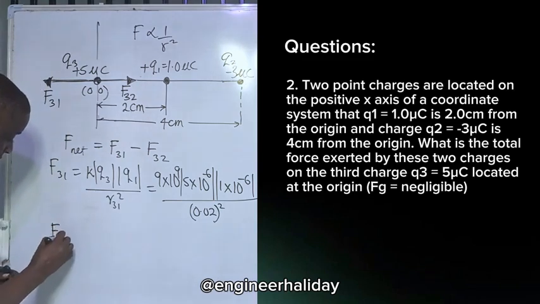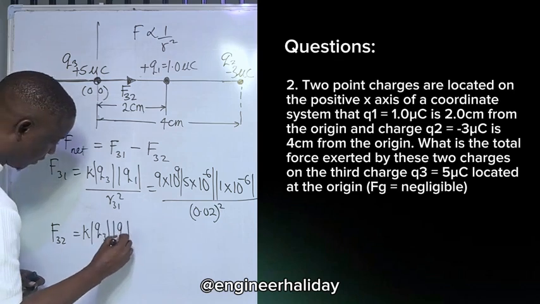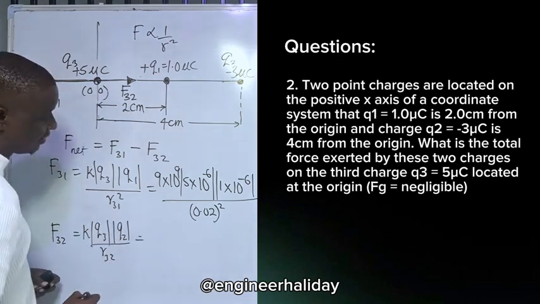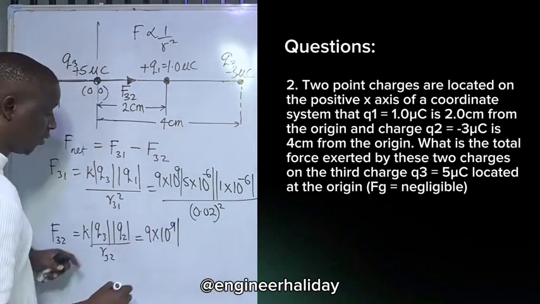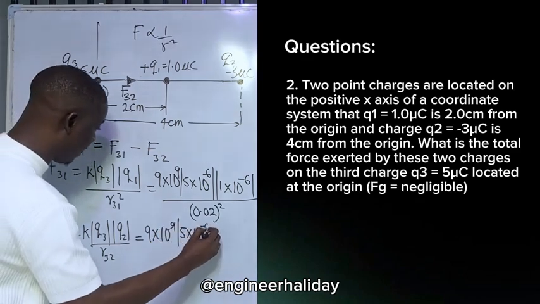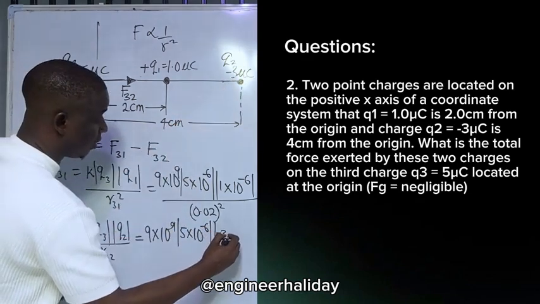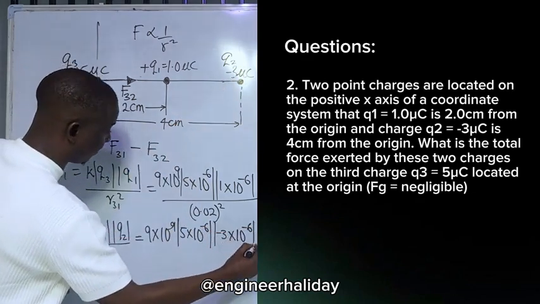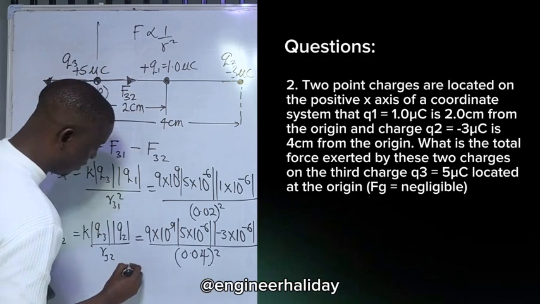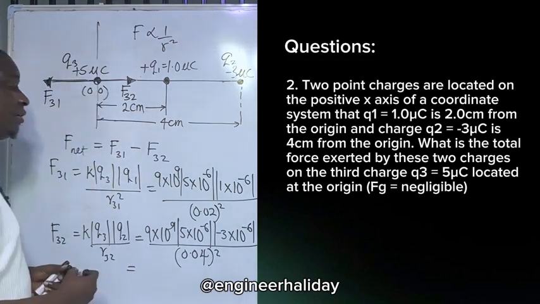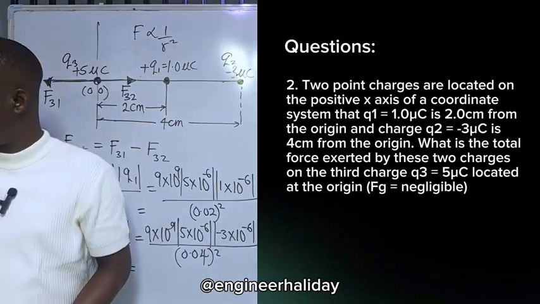Then F32 will be k Q3 Q2 divided by r32 squared. That gives 9 times 10 to the power 9, times the absolute value of 5 times 10 to the power minus 6, multiplied by the absolute value of Q2, minus 3 times 10 to the power minus 6, divided by 0.04 all squared. We get the answer for that. Then, having got the answer for the two of them, we'll go ahead to solve our final solution.